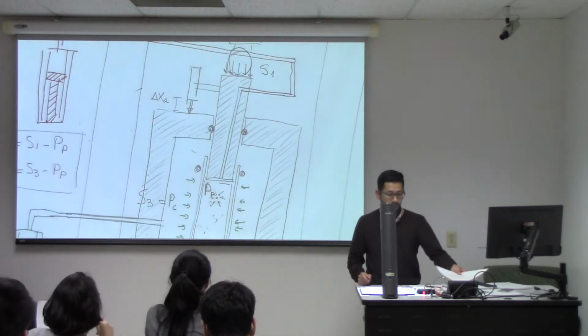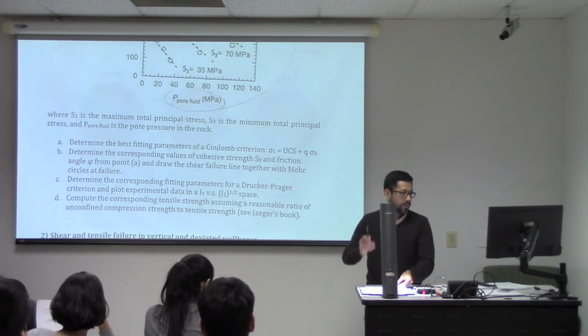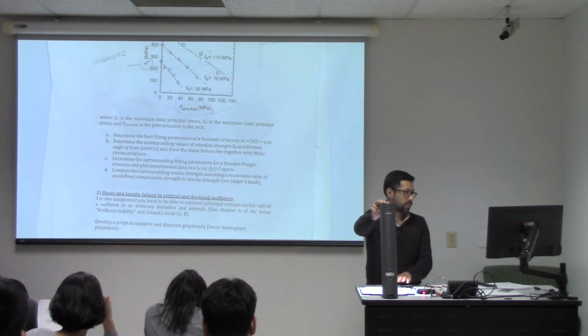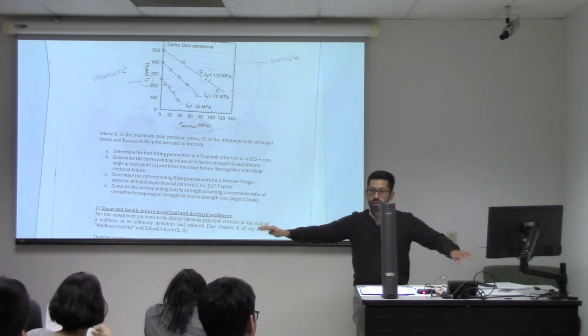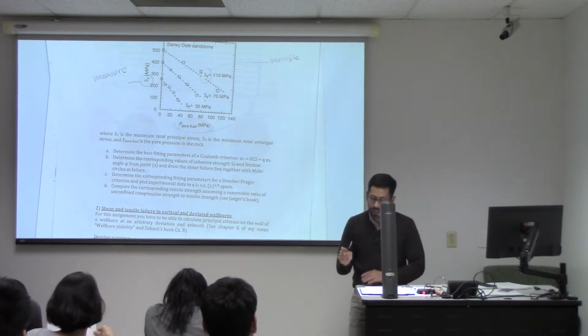Yes, John? For the figure and for parts A through D, we'd be doing parts A through D for each line independently, right? No, for all points. Okay, so we fit the equation to all. That's something I forgot to say.